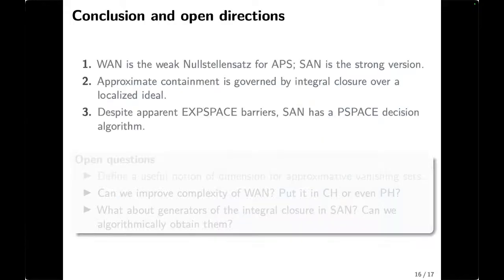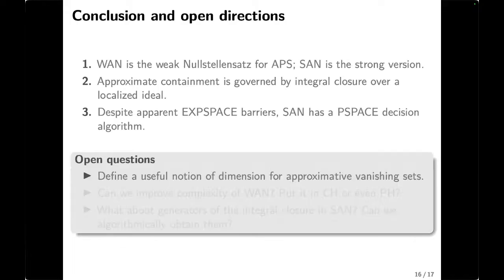Okay, so this is mainly what I wanted to talk about. We talked about how APS is actually the weak approximative Nullstellensatz, and we can prove a strong version which relates to integral closure. And even though at first it seems that, because of the infinitely many conditions that we need to check, this could be exponential space, we can still get a PSPACE algorithm. So we believe that this opens up a lot of interesting questions in this area.